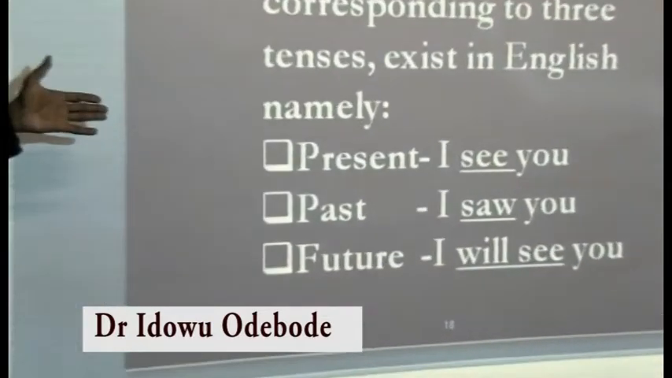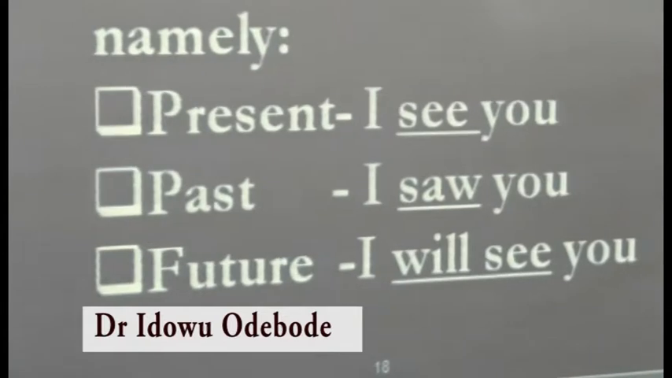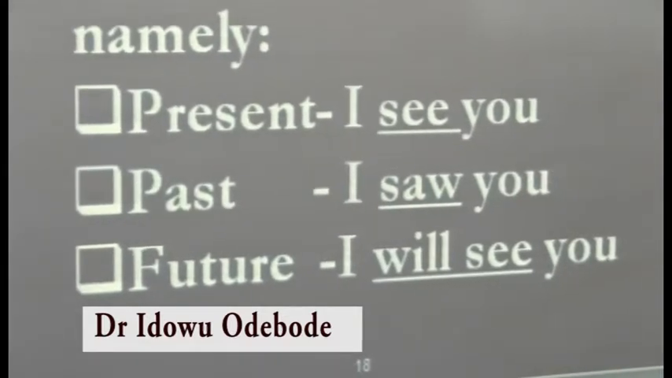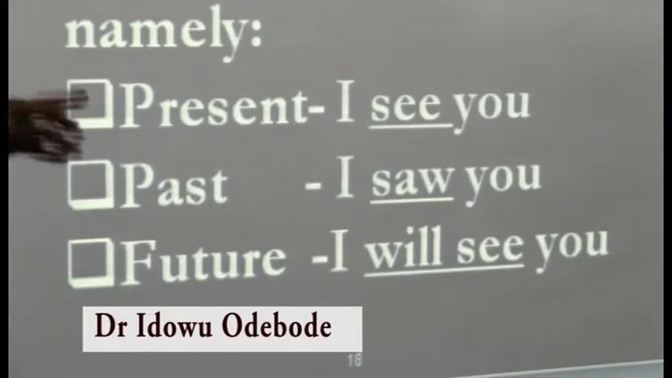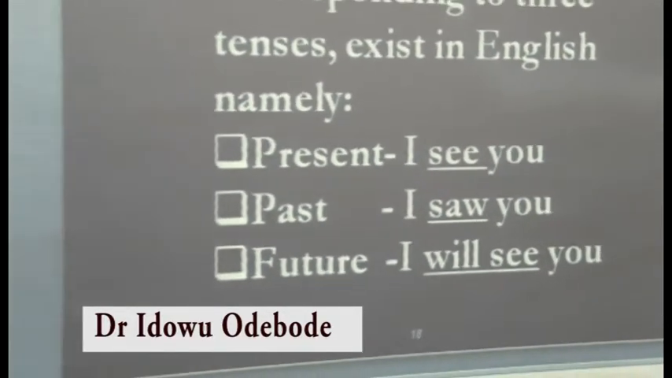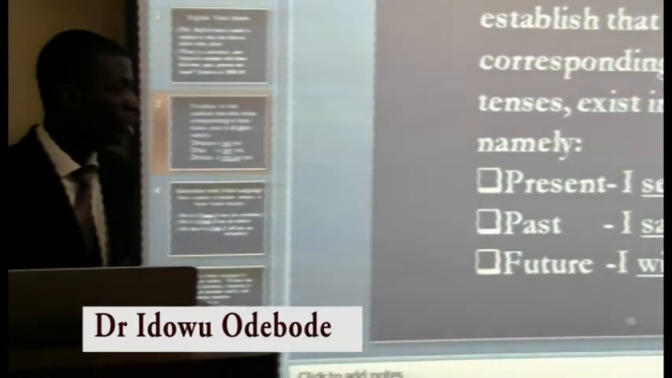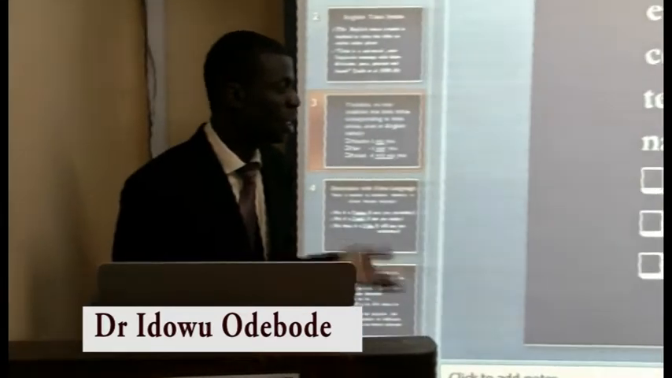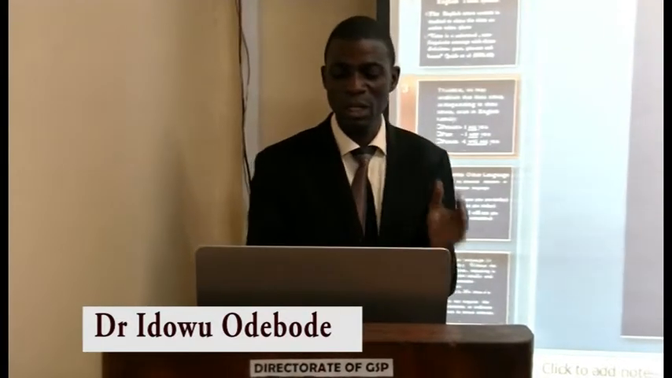If you look at the present, I see you. The past, I saw you. And the future, I will see you. See is a verbal element that indicates the present. Saw is a verb which indicates the past tense. And will see actually captures the future.